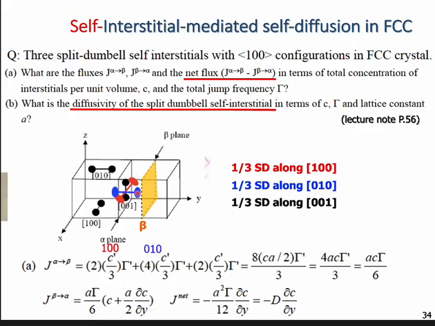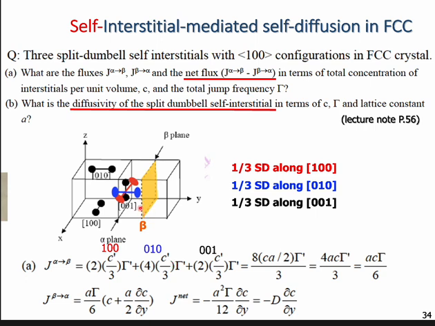The right-handed blue atom can make a successful jump to beta and has 4 directions. This 4 can jump here, here, here, or here. So it's 4 times 4 gamma prime. Then the concentration will be C prime divided by 3. C prime here is also the area density.